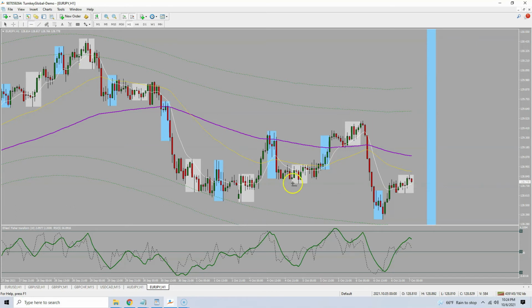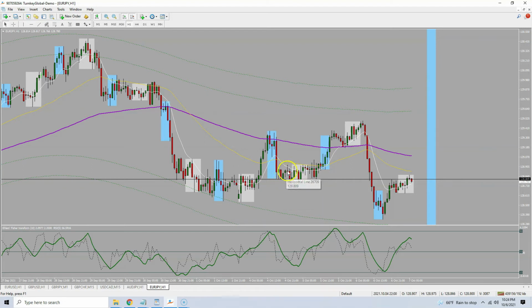All it does is let you draw horizontal lines. You just click somewhere and draw. The reason we use this is for what's called support and resistance. Support and resistance is basically where, you see how where I just drew my line is right under this cluster of candles. Price keeps rejecting this point.